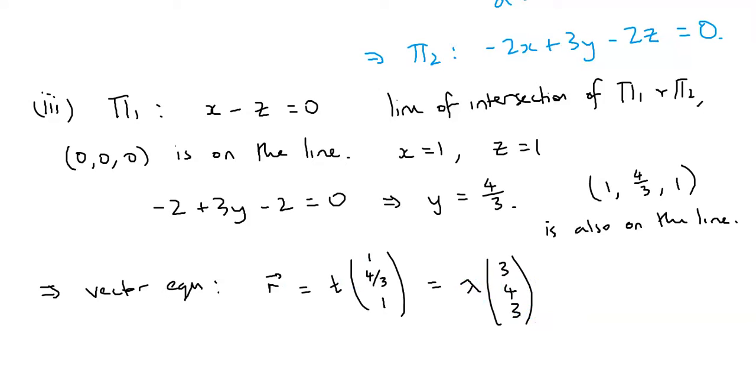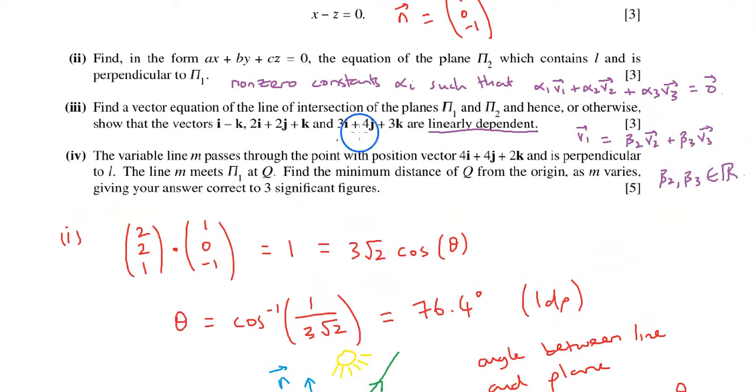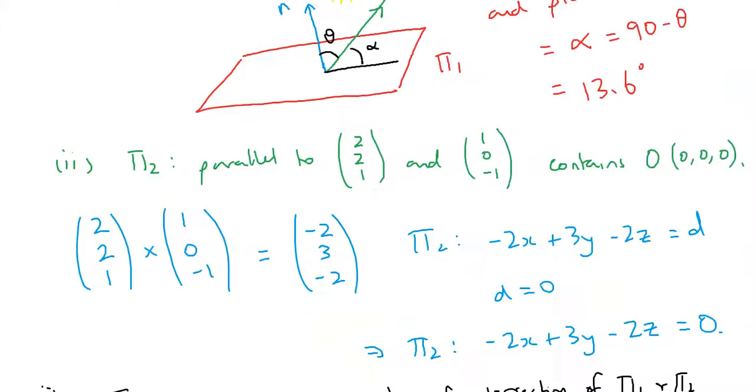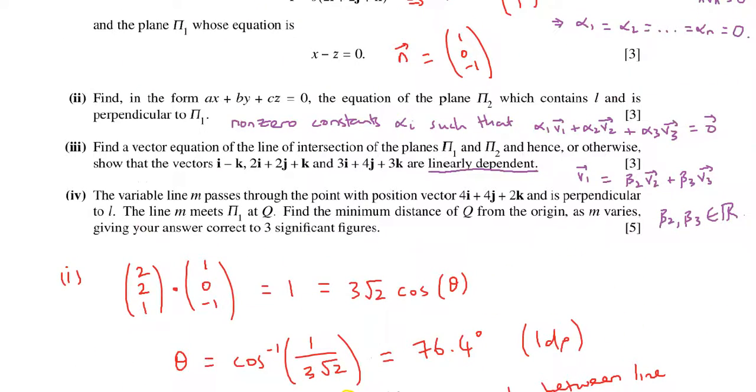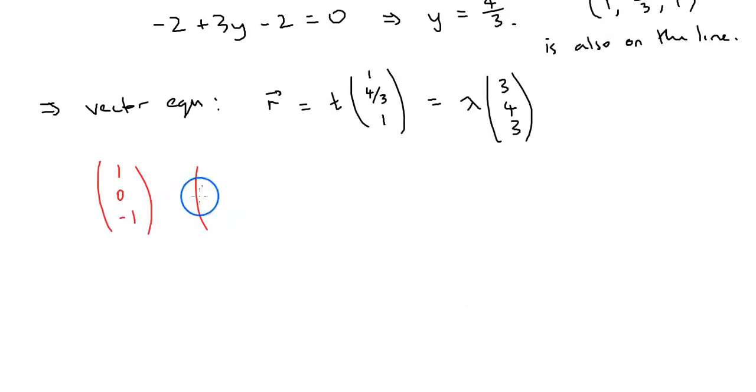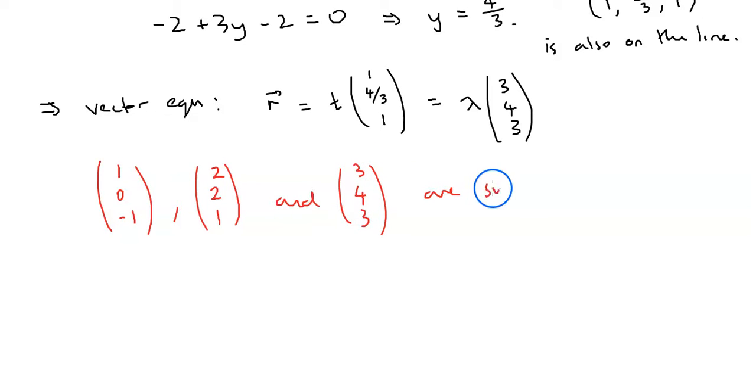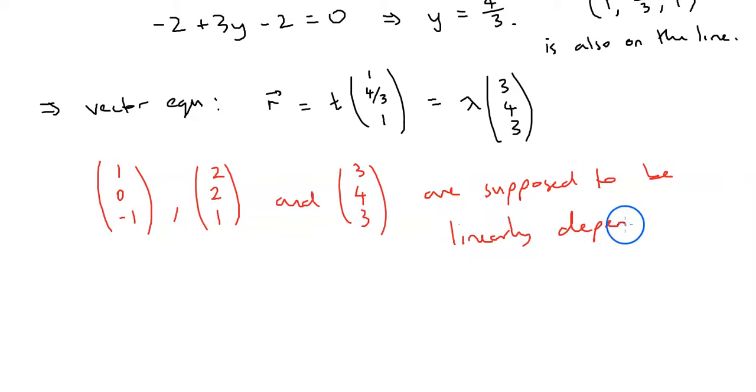That's fine too. And now we want to somehow use this to show that the vectors (1, 0, negative 1), (2, 2, 1), and (3, 4, 3) are supposed to be linearly dependent.